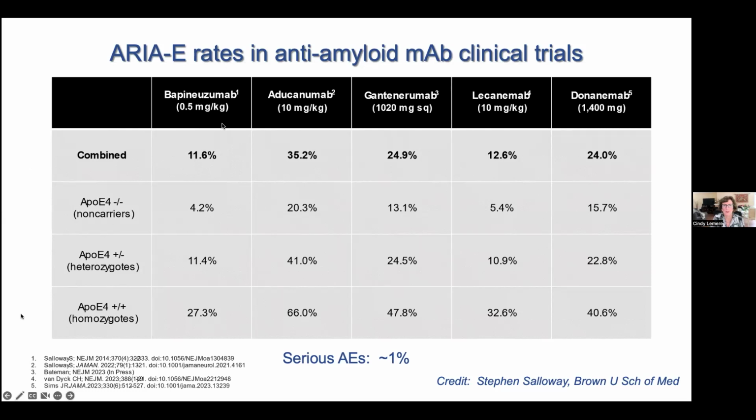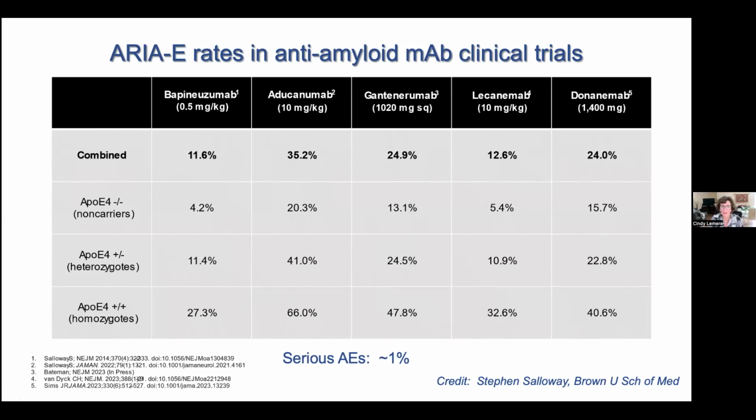Clinical trials are being developed. Aducanumab, excuse me. Aducanumab has a combined ARIA rate of 35.2%, which is the highest of all of them. In E4 non-carriers, about 20% of people showed ARIA-E. Heterozygotes, one copy of ApoE4, 41%. And then people with two copies of E4, 66% showed some sign of ARIA.